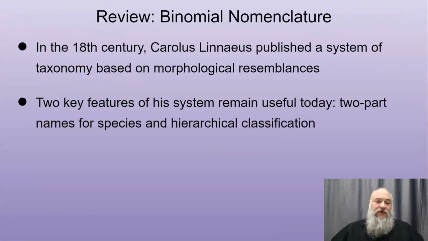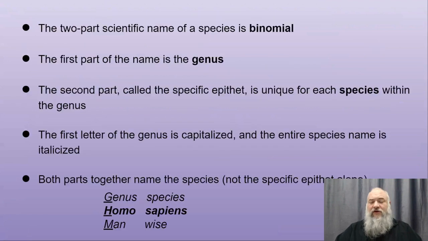So let's review binomial nomenclature, which was developed in the 18th century, so the 1700s, so before Darwin. A gentleman by the name of Carolus Linnaeus published a system of taxonomy based on morphological resemblances, in other words, the physical features of the organisms. We still use two key features of his system today, the two-part names for species and hierarchical classification. We covered all this stuff in Bio 1, so just a quick rehash here.